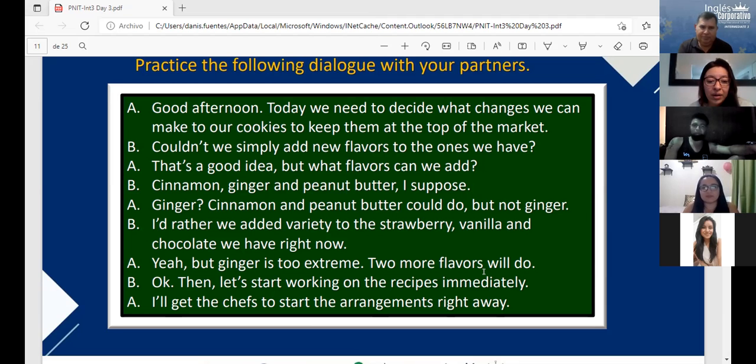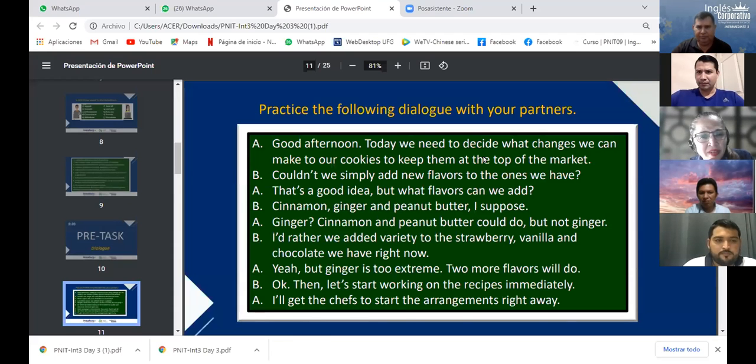I'd rather we added variety to the strawberry, vanilla, and chocolate we have right now. Yeah, but ginger is too extreme. Two more flavors will do. Okay, then let's start working on the recipe immediately. I'll get the chef. That's a good idea, but what flavor can we add? Cinnamon, ginger, and peanut butter, I suppose. Ginger? Cinnamon and peanut butter could do, but not ginger.